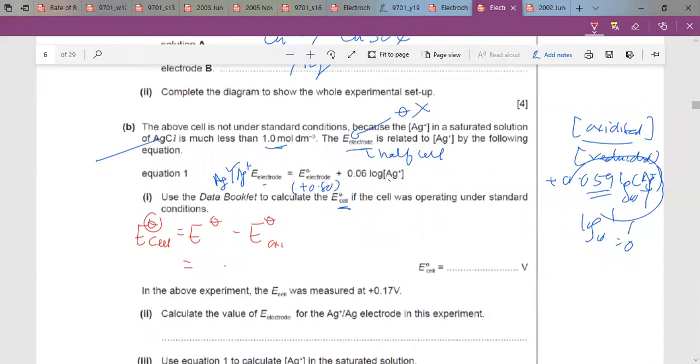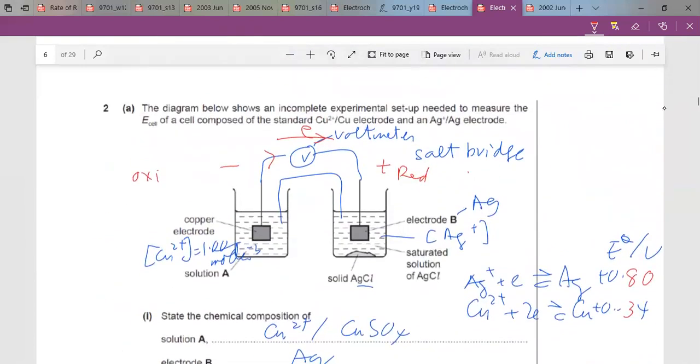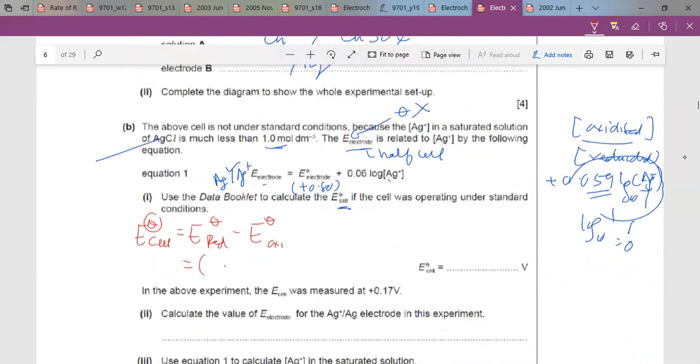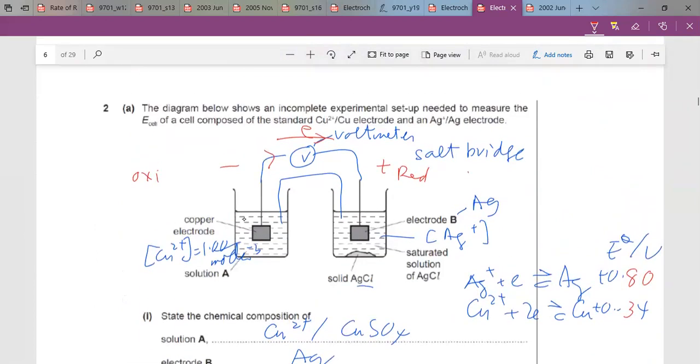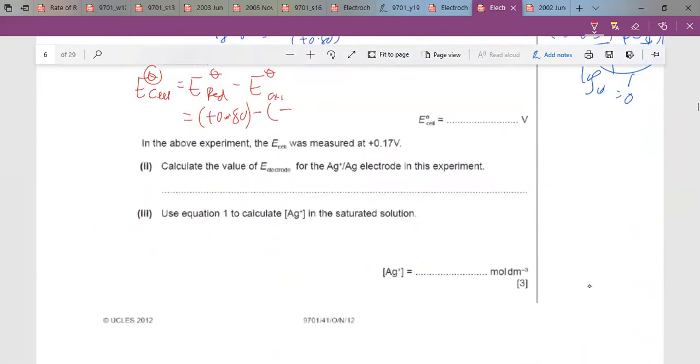Okay, now this is your reduction state, and oxidation. So who is undergoing reduction? Right, silver. So this value here is positive 0.80, original, minus original oxidation, also your copper, zero, right? Remember, it should come out positive, not zero. So it's plus 0.34. The answer will always be positive.